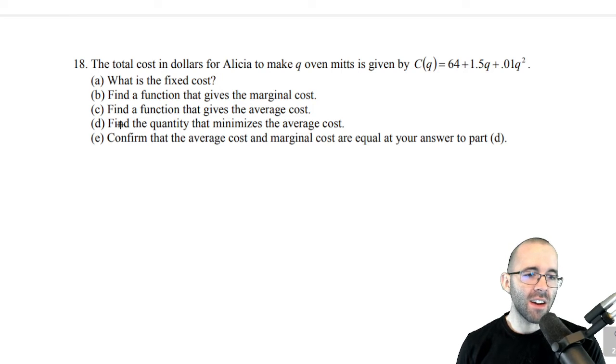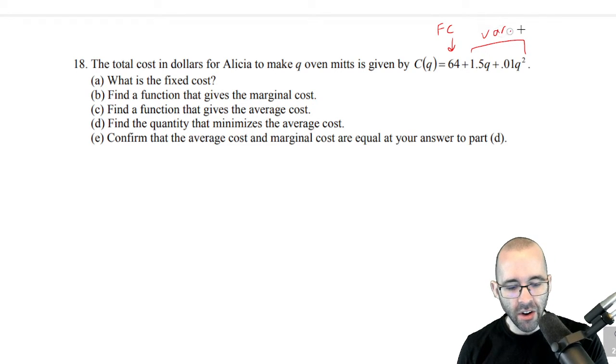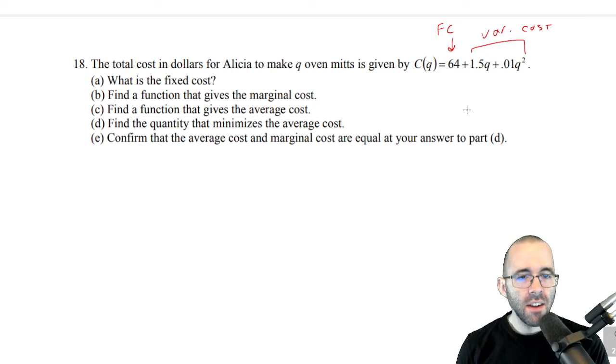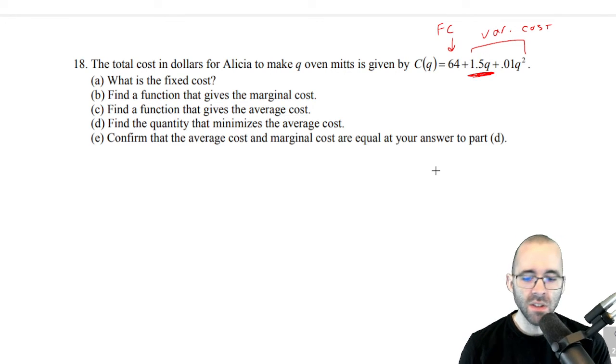Remember in the last video, I broke up the cost function, right? This is the fixed cost. This is the variable cost. And specifically, this is telling us that each oven mitt will always cost like $1.5 per oven mitt. It's probably the material cost or maybe some other kind of cost. They're always going to cost at least $1.5 each.